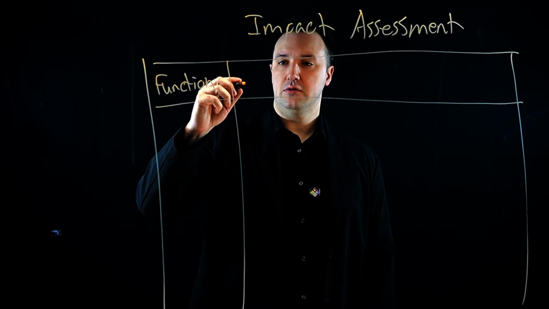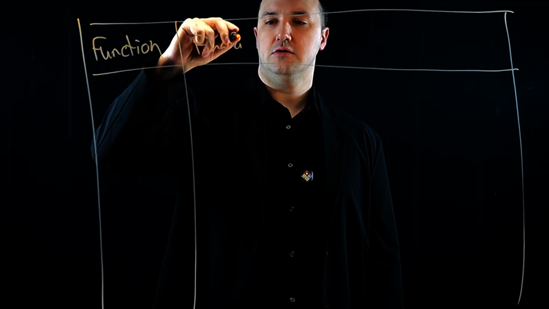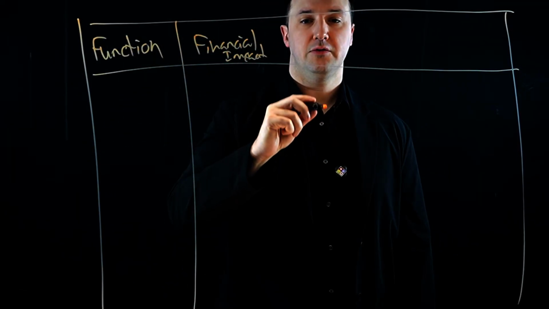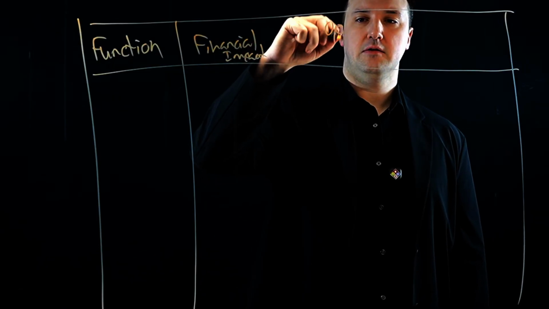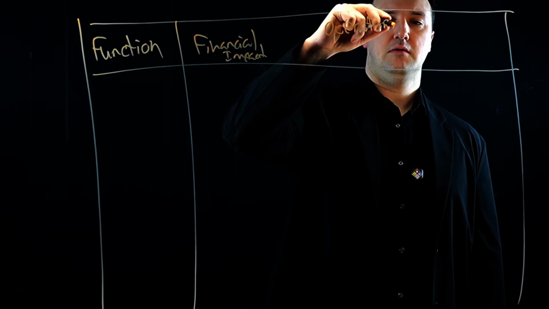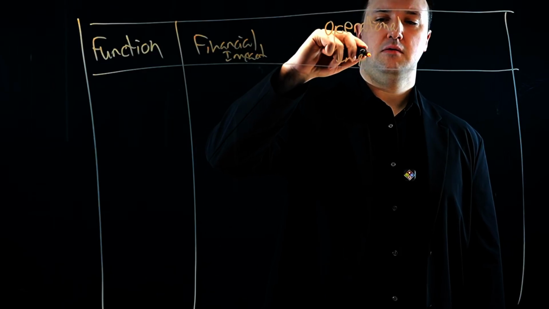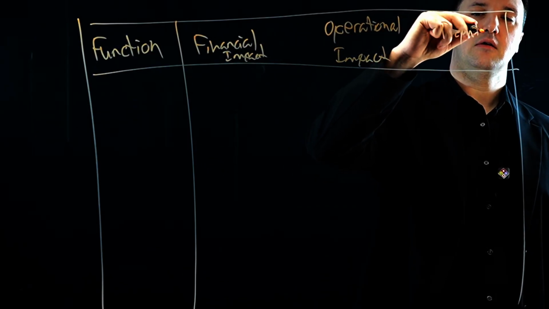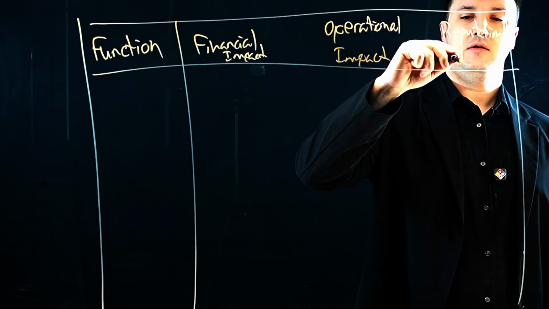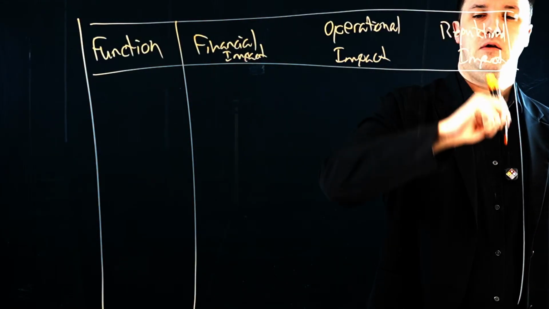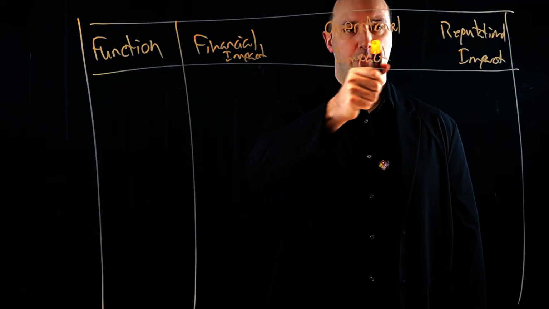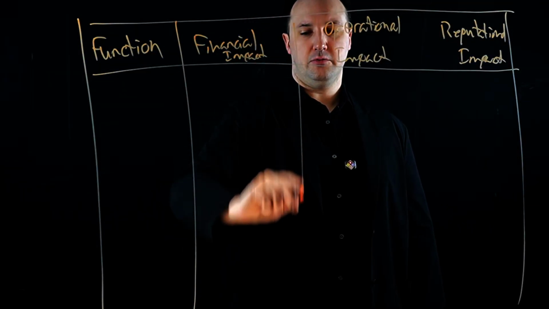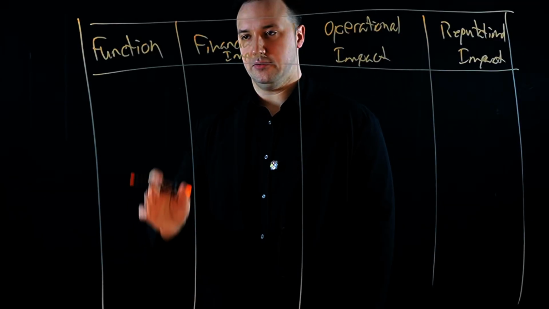Those 3 are going to be financial impact. We're going to have operational impact. And then we're going to have reputational impact. You could call this money, ops, rep, whatever. That's the idea here. Okay, so you've got your 3 types of impacts and you've got your function.